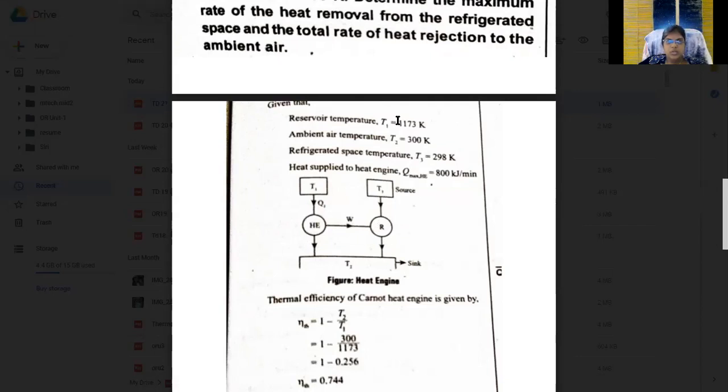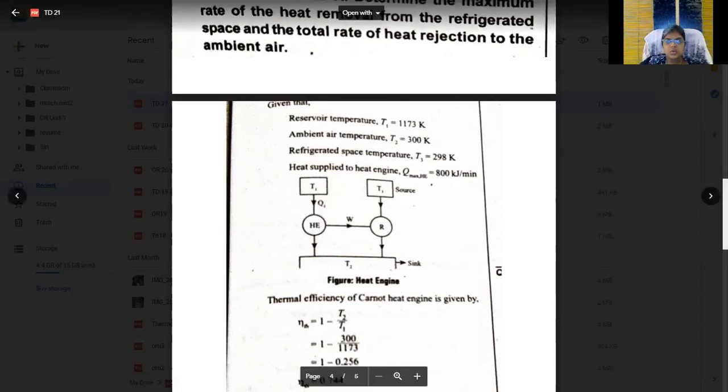So the reservoir temperature T1 is 1173 Kelvin, and the ambient temperature T2 is 300 Kelvin. Here our sink is the same, but our sources are different. And the refrigerator space temperature is T3, so this T3 is 268 Kelvin, and the heat supplied to the heat engine is 800 kilojoule per minute.